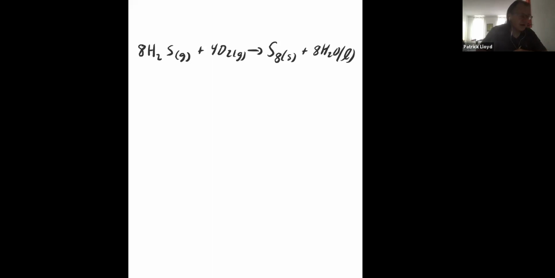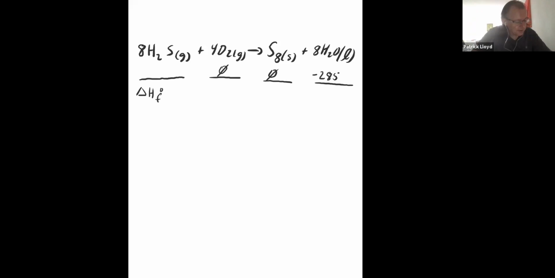So you're gonna look these values up. I'm gonna write the values underneath them, right? So I'm gonna write our delta H values. These are delta H of formation for each of these. Now we know two of them already. This one's gonna be zero because it's an element, and this is gonna be zero because it's an element. So this one, I happen to know offhand. This is negative 285.8. By the way, the units of these are kilojoules per mole.